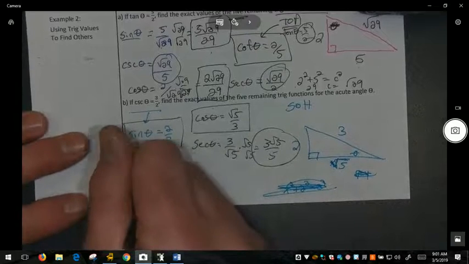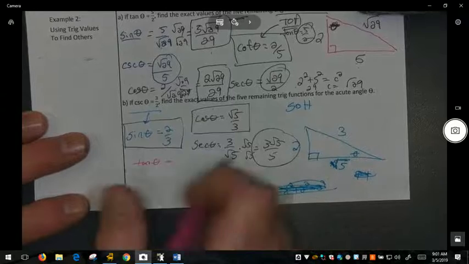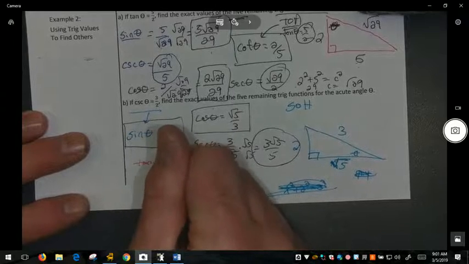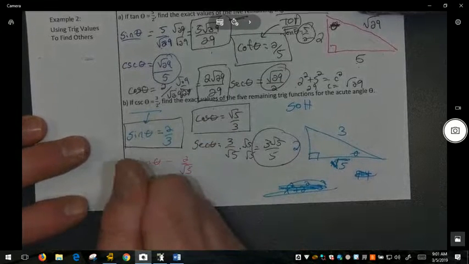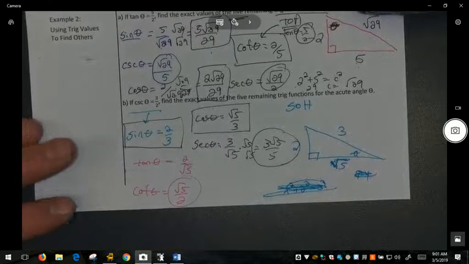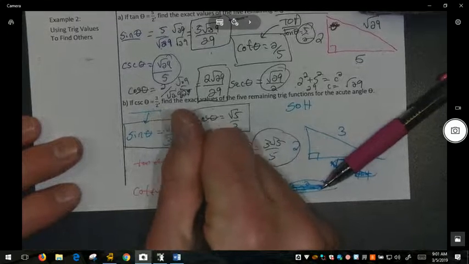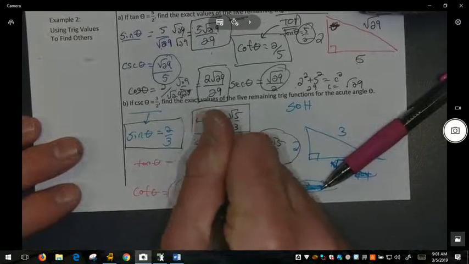And the last trig values are tangent and cotangent. Tangent of this angle would be 2 over the square root of 5. We'll come back to that to rationalize it in a second. Right now I'm going to write the reciprocal value, which is square root of 5 over 2. That one's already rationalized. Come back up to this one and rationalize it: 2 square roots of 5 over 5.